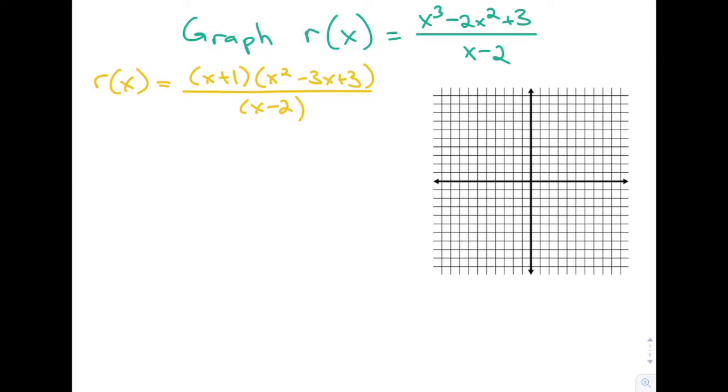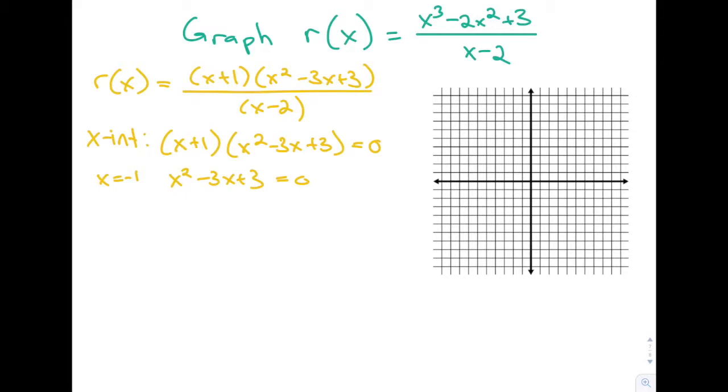All right, so now we need to find the x-intercepts. To find the x-intercepts, we set the numerator equal to 0. So we have (x + 1)(x² - 3x + 3) = 0. Obviously, one of our zeros will be at x = -1. So what about x² - 3x + 3 = 0? I don't see an obvious way to factor that, which makes me think that we should use the quadratic formula.